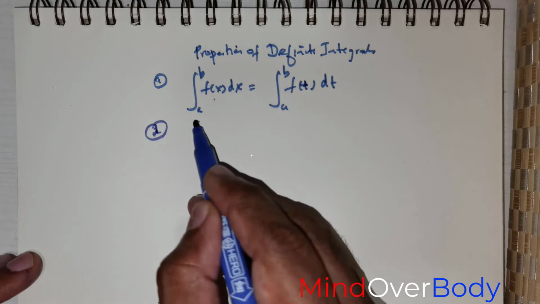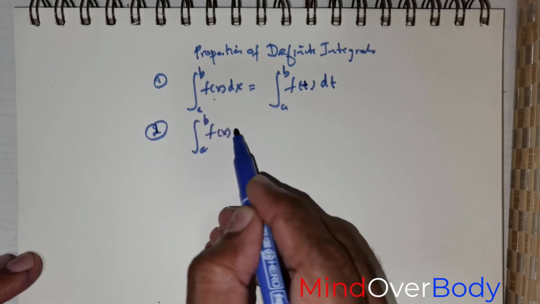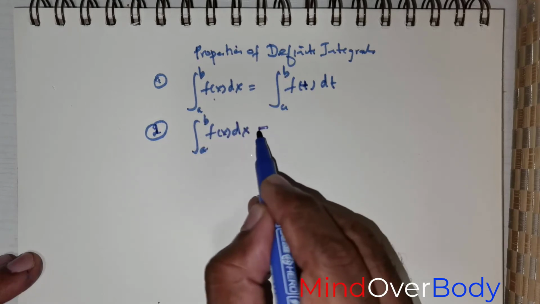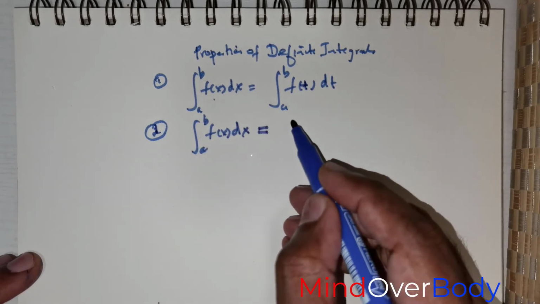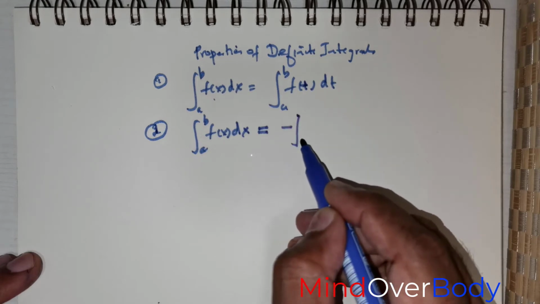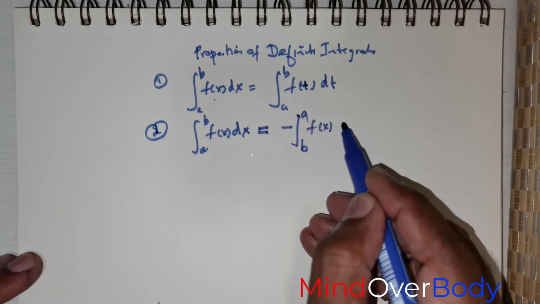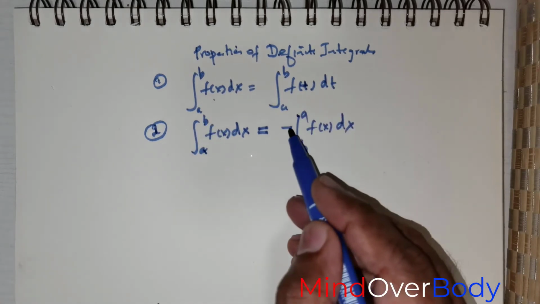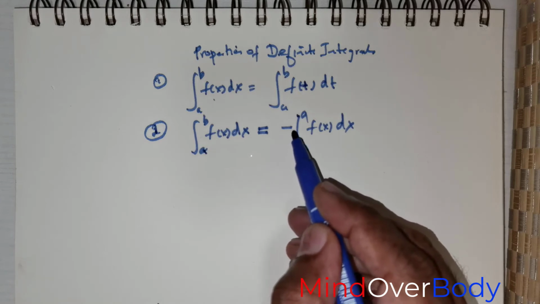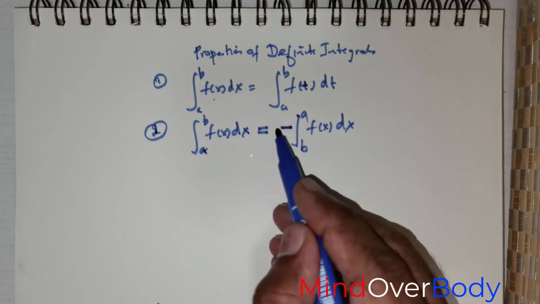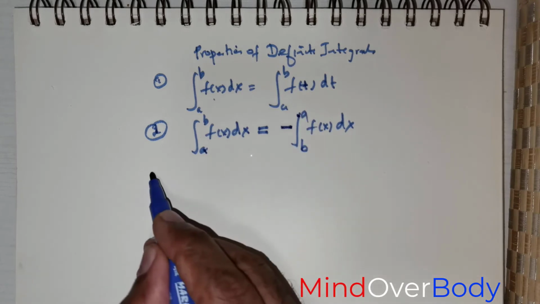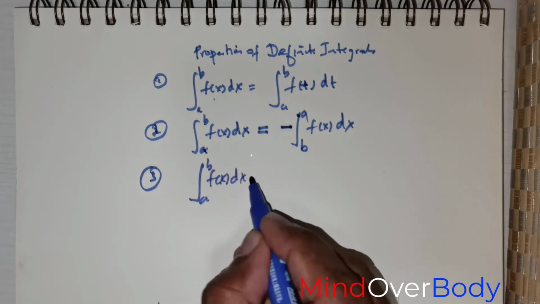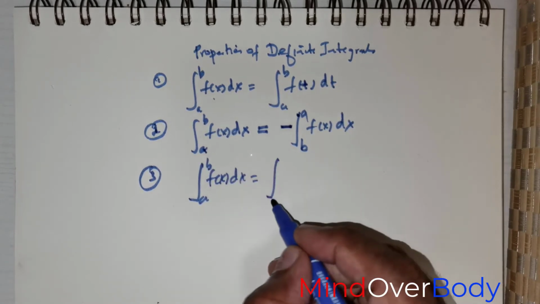So property number 2: integral a to b f of x dx will be equal to negative integral b to a f of x dx. If you were to change the limits, we need to make sure to accommodate a negative sign.